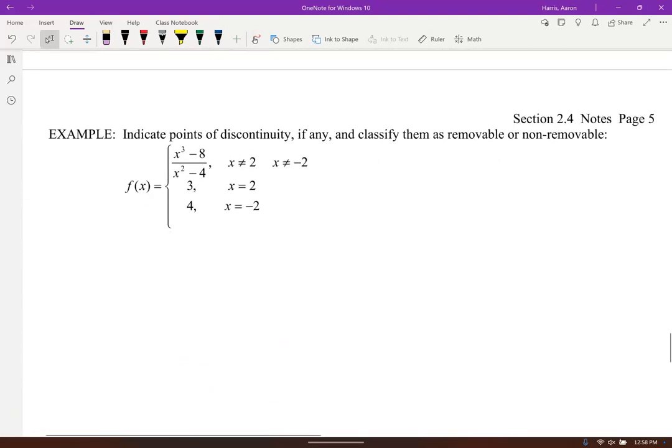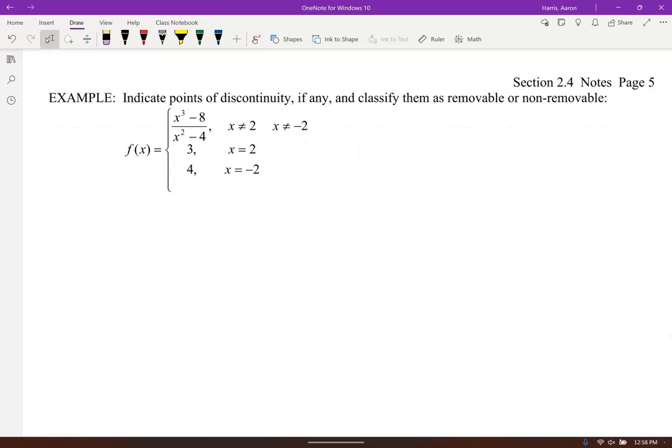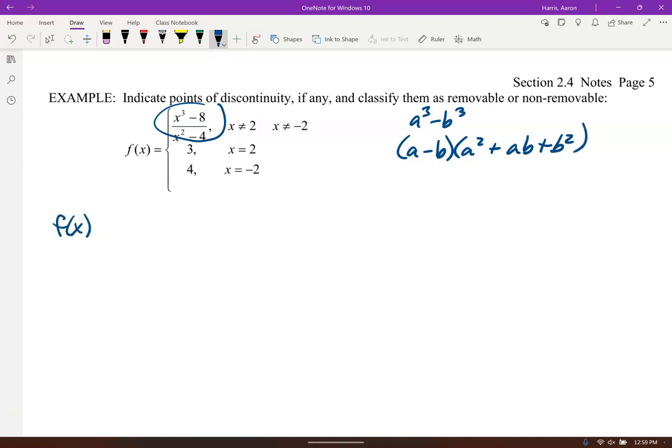All right, this last one we've got is a piecewise defined function. So we're going to take a look at where this is continuous or not, and then classify them as well. So let's take a look at this x cubed minus 8. If you remember, a cubed minus b cubed factors into a minus b, and a squared plus ab plus b squared. So in this case, I have x cubed minus 8 over x squared minus 4.